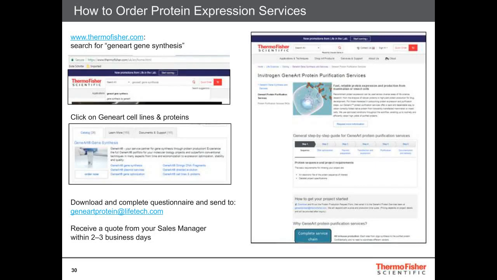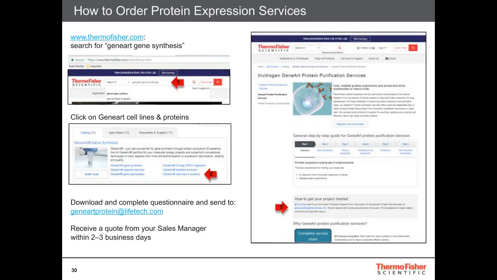Okay, how can you order protein production, protein purification at GeneArt? Please go to the Thermo Fisher website and search there for GeneArt Gene Synthesis. If you did that, please click on GeneArt Cell Lines and Proteins, and this will direct you to the actual website where you can order our service.